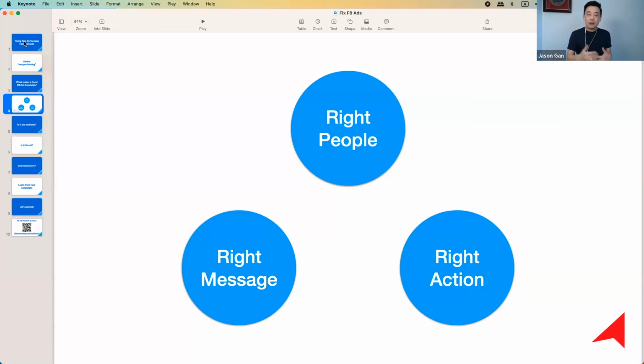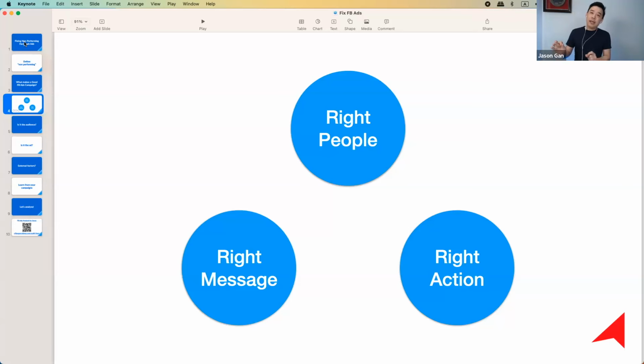That's why, unless you're starting a new business, but even so, I always believe that even if you're starting a new business, you have done your research to know who are the people who are likely to buy. So relatively, the people issue shouldn't be as serious, but the message usually is the one.